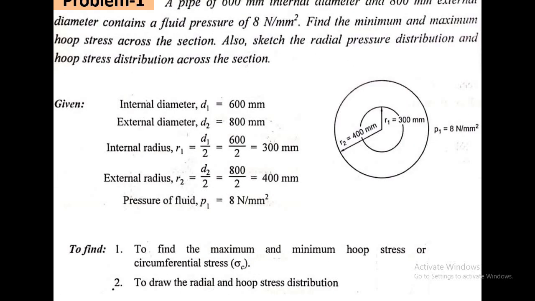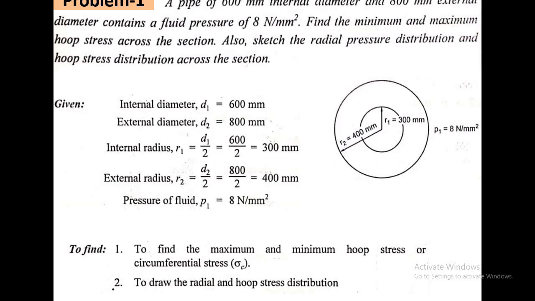So this is the example: a pipe of 600 mm internal diameter and 800 mm external diameter contains a fluid pressure of 8 Newton per millimeter squared. Find the minimum and maximum hoop stress across the section. Also sketch the radial pressure distribution and hoop stress distribution across the section.